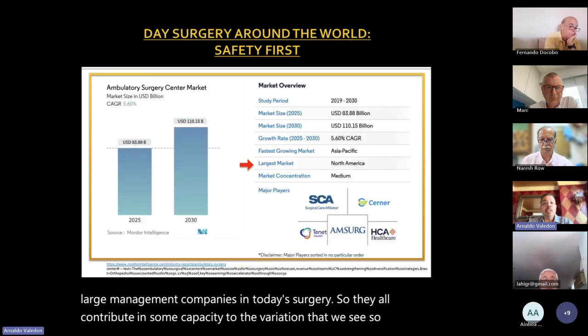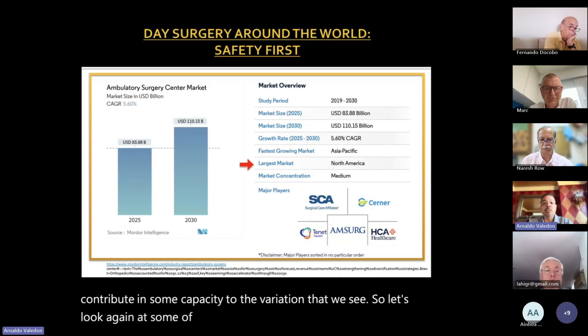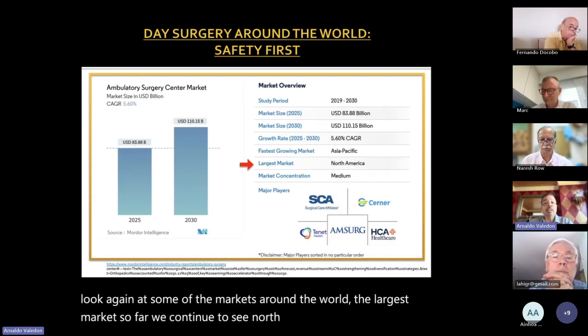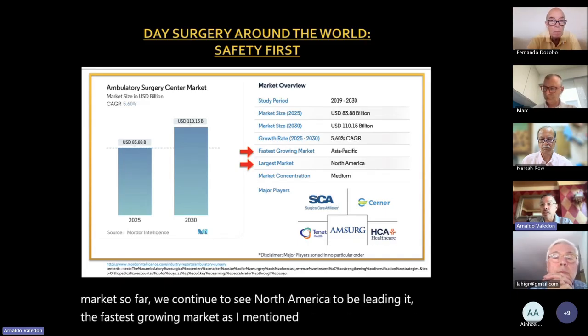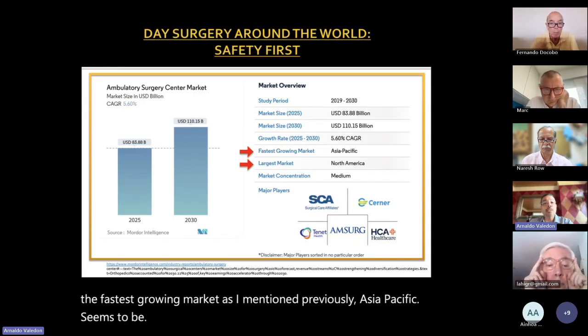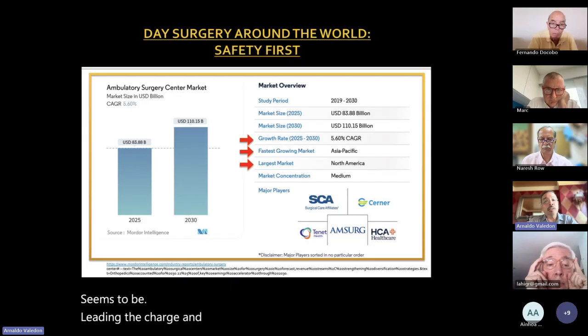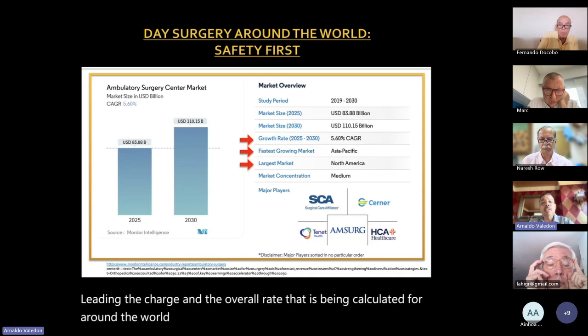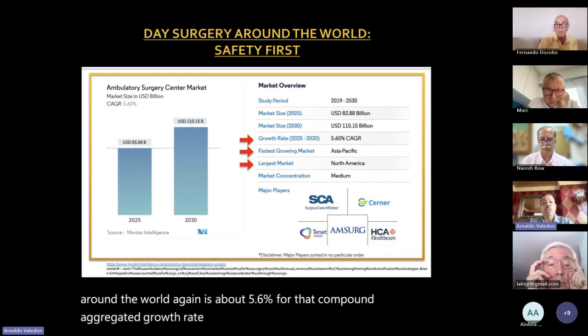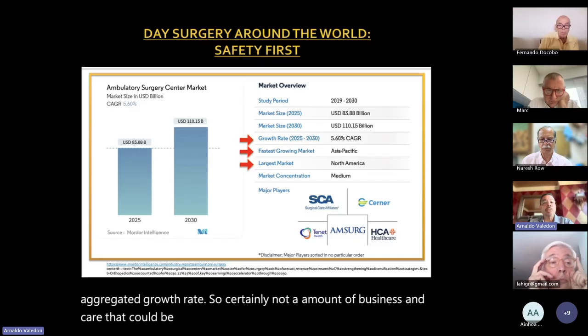So let's look again at some of the markets around the world. The largest market so far, we continue to see North America leading it. The fastest growing market, as I mentioned previously, Asia Pacific seems to be leading the charge. And the overall rate that is being calculated for around the world, again, is about 5.6% for that compound annual growth rate. So certainly not an amount of business and care that could be ignored. By 2030, it is expected to be about $110 billion.